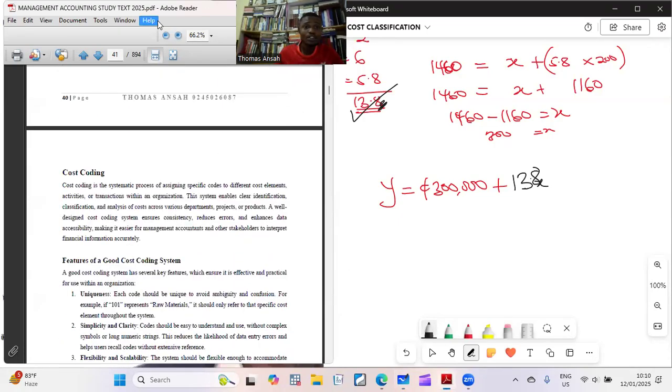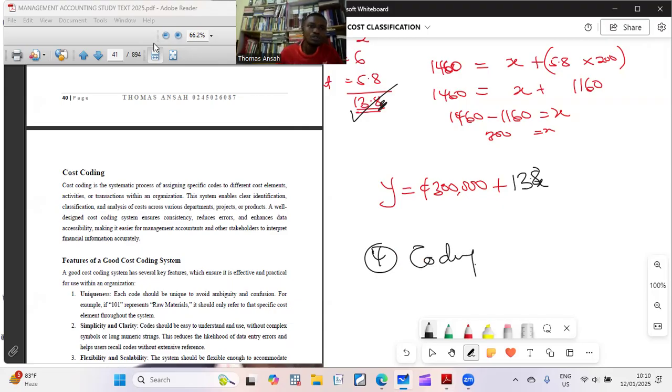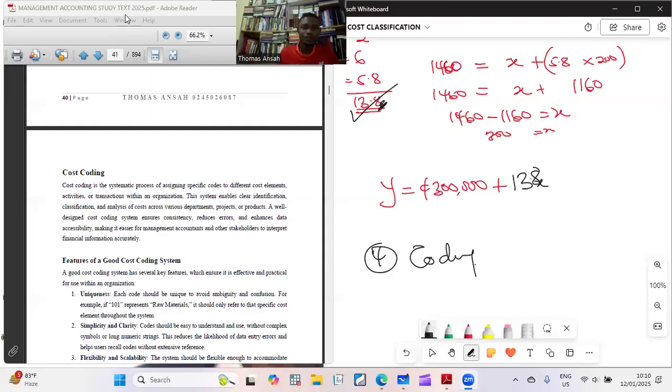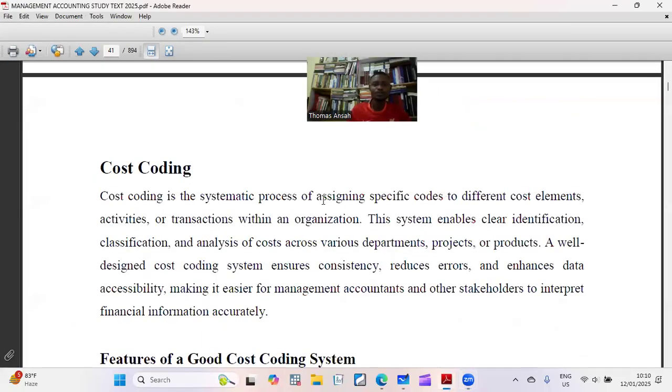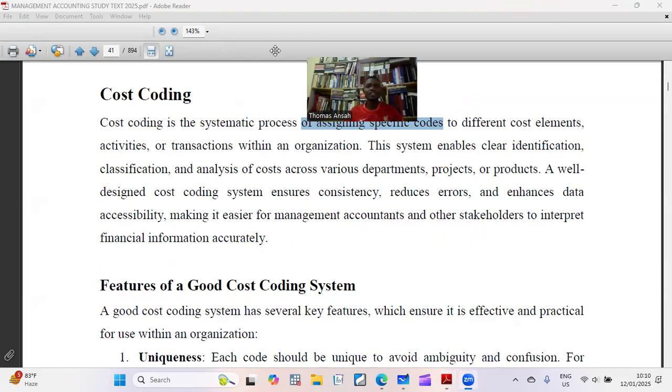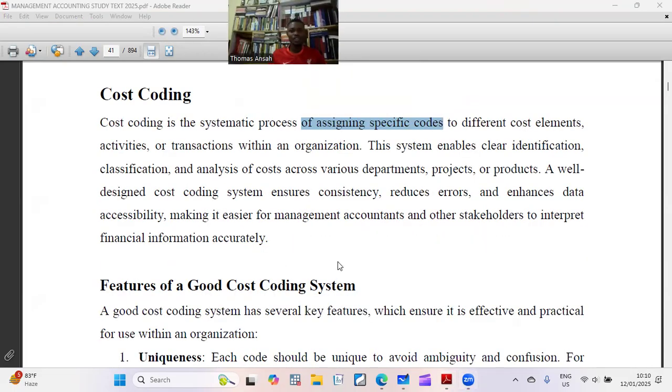The next thing we need to do is the last aspect, which is cost coding. Point 4, cost coding. We need to learn how to code cost. And this one is useful for your offices. You need to actually be able to code your cost. Those of you who work in industries where you have to keep proper filing, cost coding is for you. It's a systematic way of assigning a code to the cost element, so that when you put it in your files, it will be easy for you to trace it.